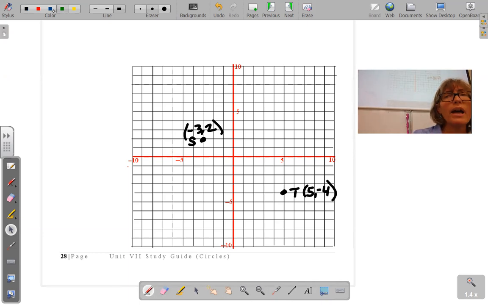This is a diameter, so we are going to connect them. And now we're just going to do a quick sketch, because it's a diameter, so our circle's going to be kind of here. It's going to be hard to draw it because we don't have a radius. We can always go back and fix it.